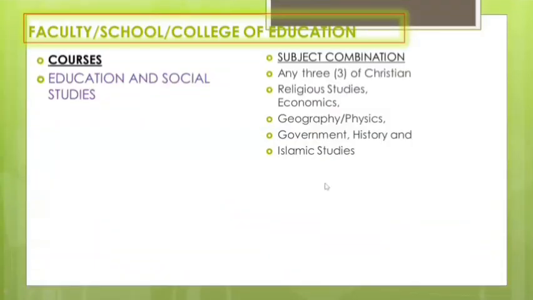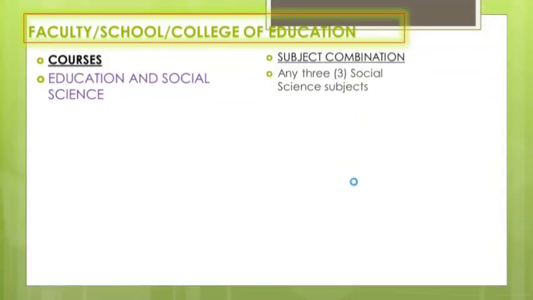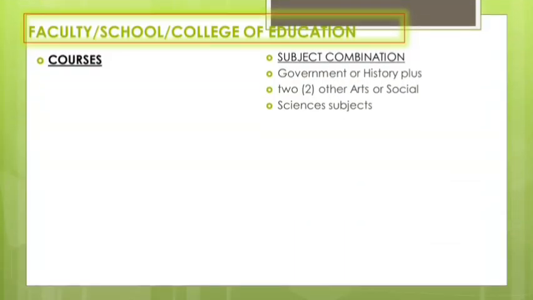Are you a candidate applying for education and social study? You are to sit for any three of Christian religious study, economics, geography or physics, government, history, and Islamic study. For candidates applying for education and social science, you are to write any three social science subjects in addition to use of English that is compulsory for all candidates.